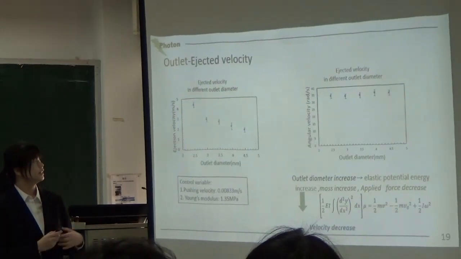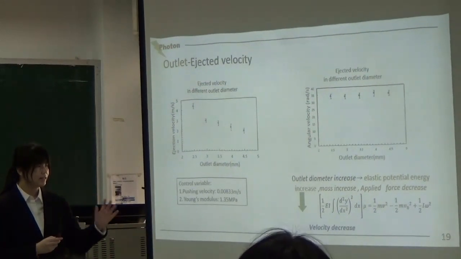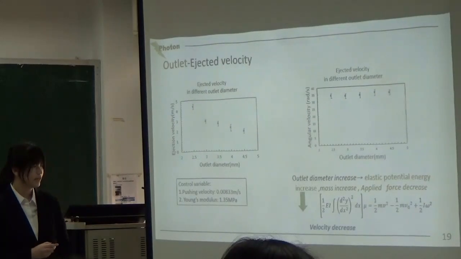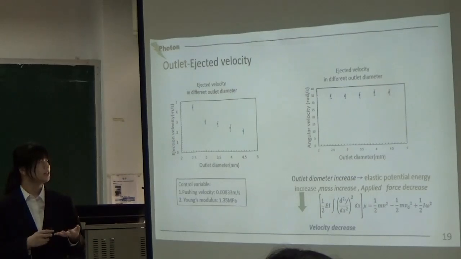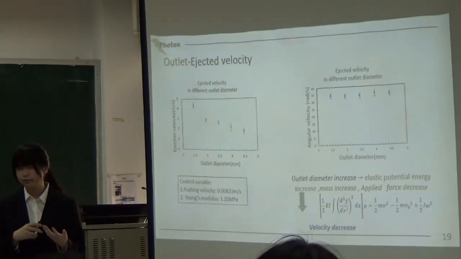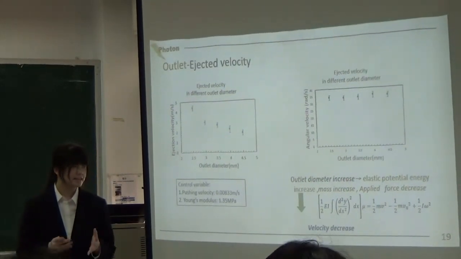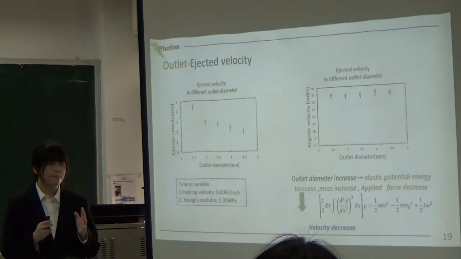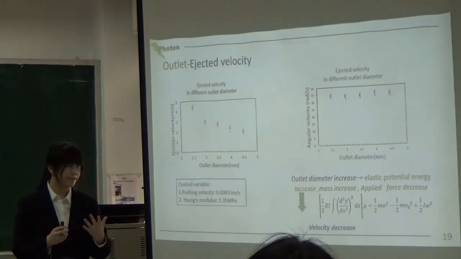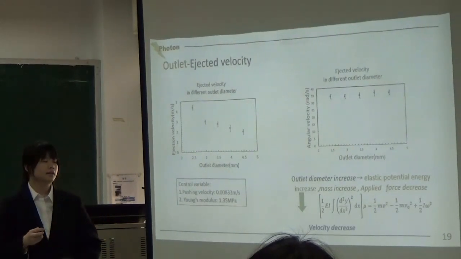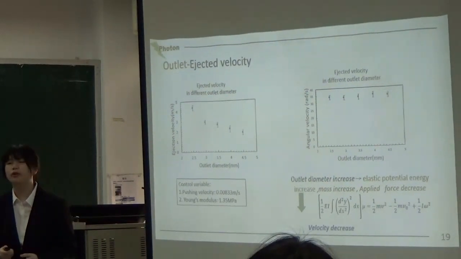And here is the ejecting velocity. We can see the angular velocity is set for the different outlet diameters. And from this chart, we get that when the outlet diameter increases, the ejection velocity will decrease. And so we know that when the outlet diameter increases, the elastic potential energy and the mass will increase. But because the applied force decreases, more elastic energy changes to kinetic energy, so the velocity will increase.